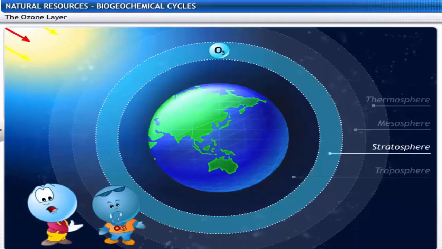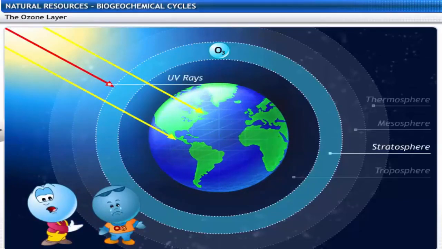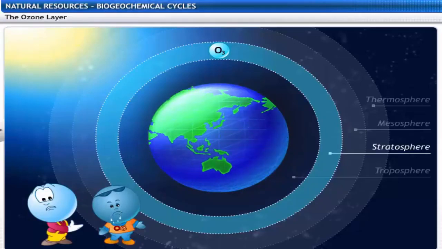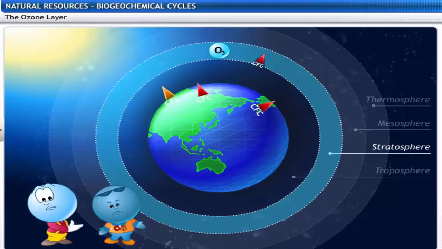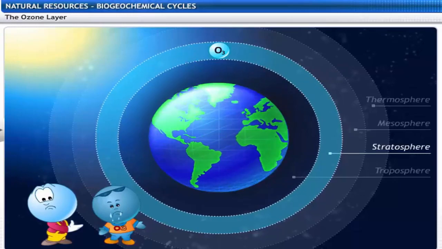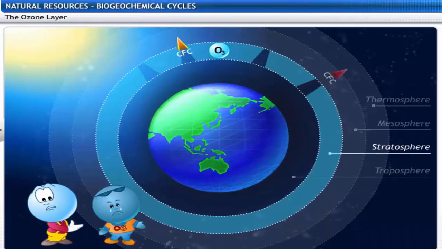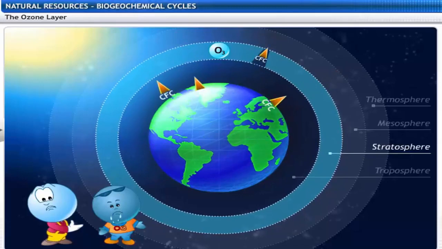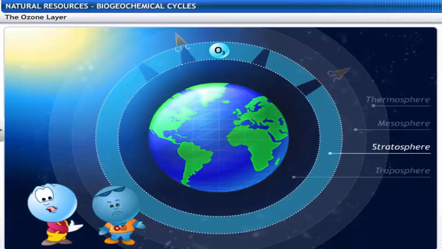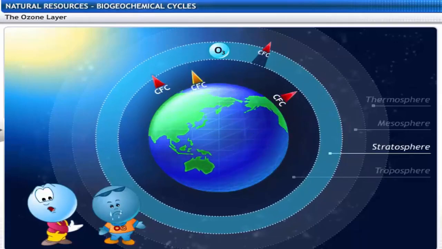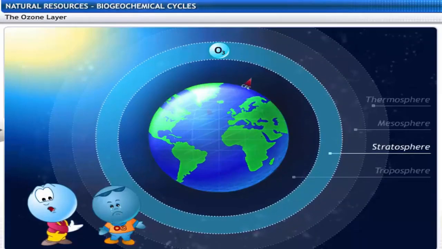Here's a disturbing fact for all of us. Recent discoveries have revealed that the ozone layer is depleting due to an increase in man-made compounds like chlorofluorocarbons. These are carbon compounds having both chlorine and fluorine. The consequences of the vanishing ozone layer could be dangerous in the future.